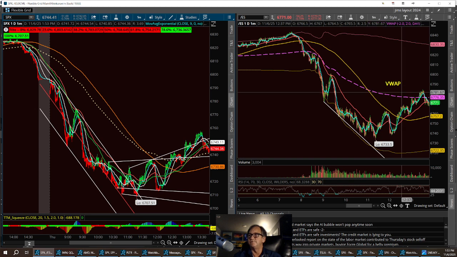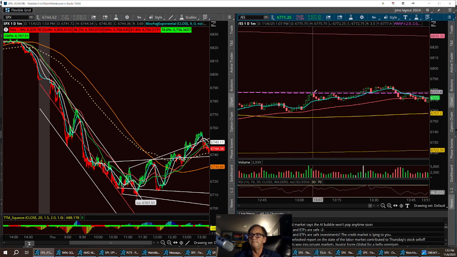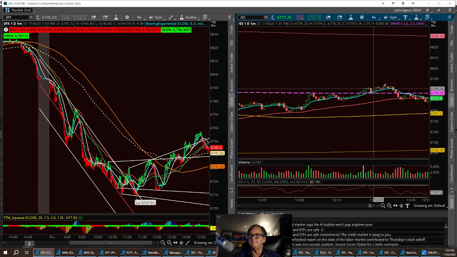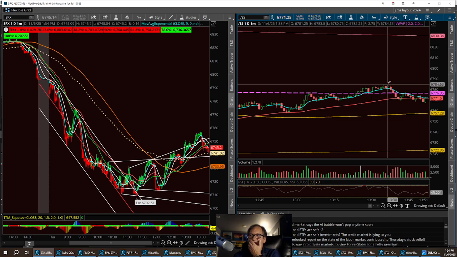It took 3 different times to break that VWAP. 1, 2, triple top, boom. Then it came back and retested. That's what you got to get used to, is not chase. Let it come back and retest the previous resistance. And that's what it did right here on that VWAP. And then it ran up. And you exit the trade.